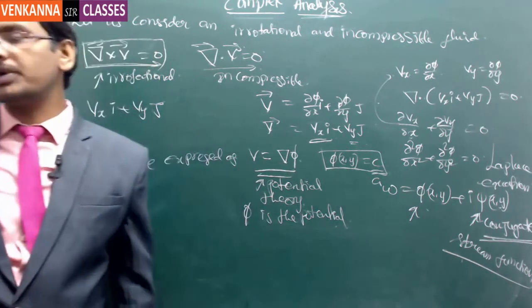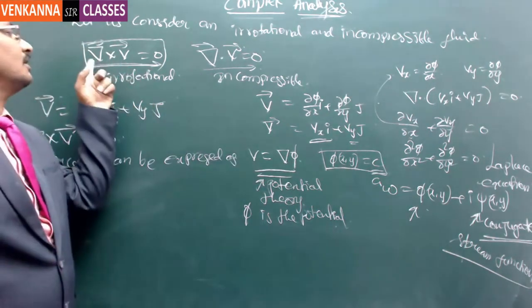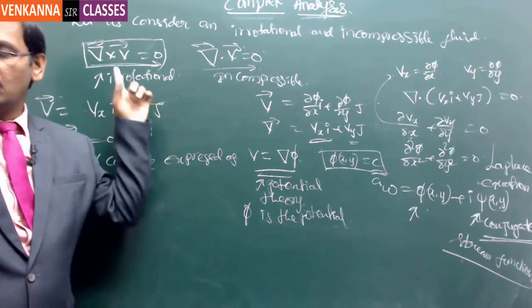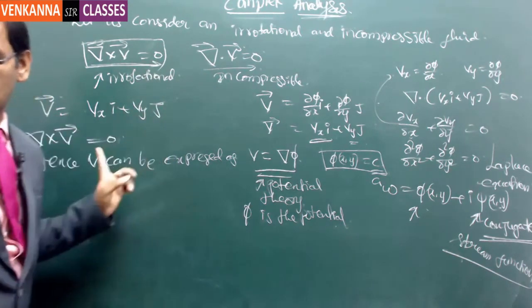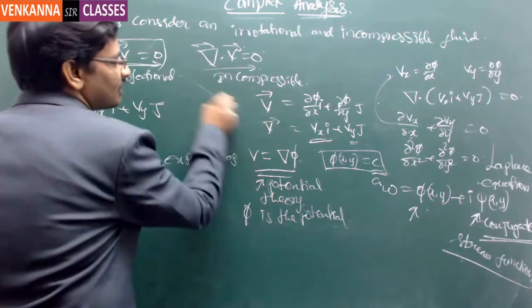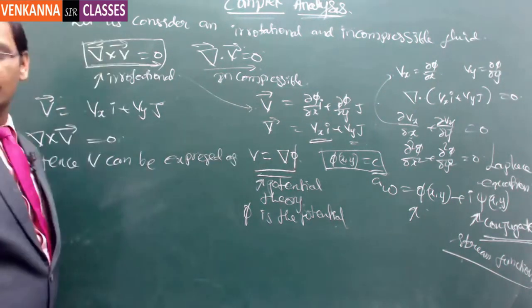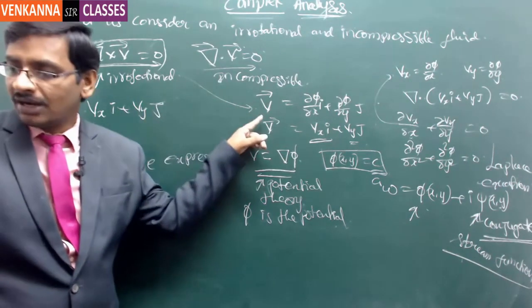If there is no rotational nature, then for such a flow, if you take the curl of the velocity, del cross V comes out to be 0. If del cross V is equal to 0, V can always be expressed as a function of del phi. So that's what I have done. V is expressed as del phi if del cross V equals 0. Got it or not? If del cross V is not equal to 0, then you cannot express this.